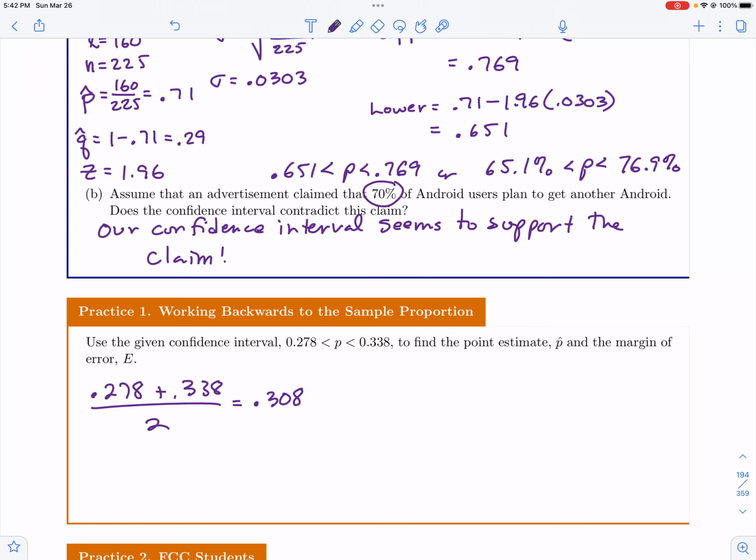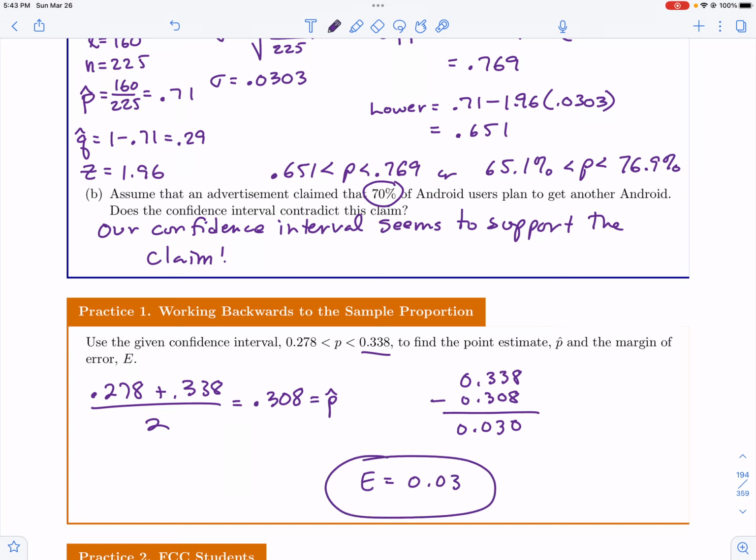And then finally, if we want to find our margin of error, we just take either the upper or the lower bound and subtract our point estimate from it. I'm going to take the upper bound. In this case, I can see that I'm going to get 0.03. So it looks like my margin of error is about 3%.